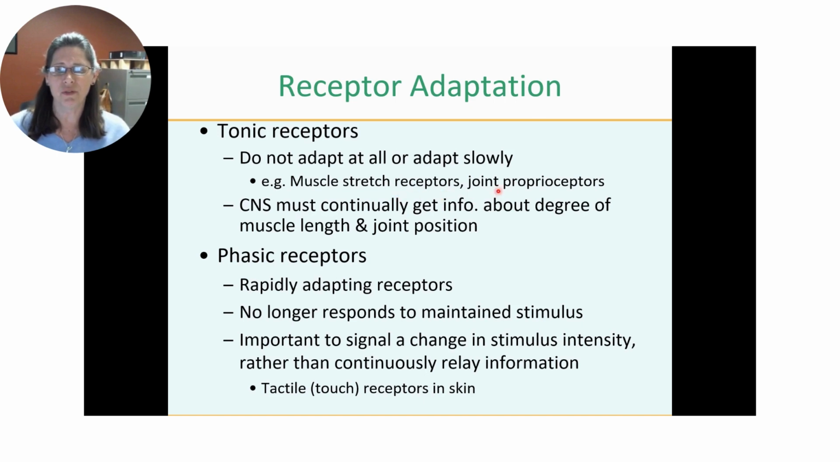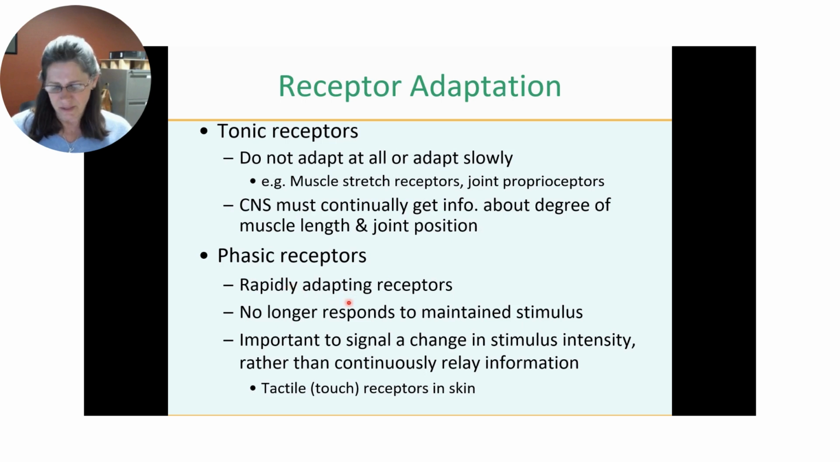Like our muscle stretch receptors, joint proprioceptors, you want to know what position the body is in. Okay. You don't want to lose that input. You must have continuous input about the degree of your joint position and things like that.